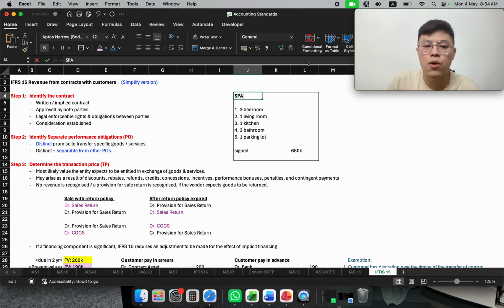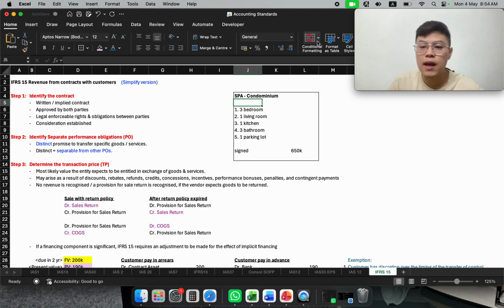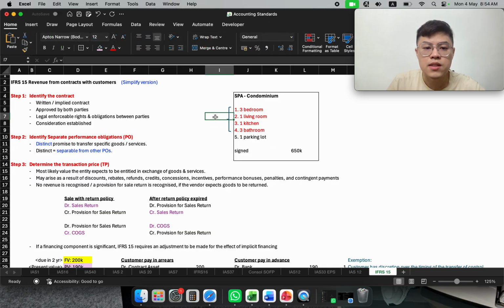Just now we were told that this SPA is for a condominium. You're buying a condominium. And it makes sense that 3 bedrooms together with 1 living room, 1 kitchen, and 3 bathrooms will be a complete set of a condominium. Therefore, all these 4 items are considered a single PO.